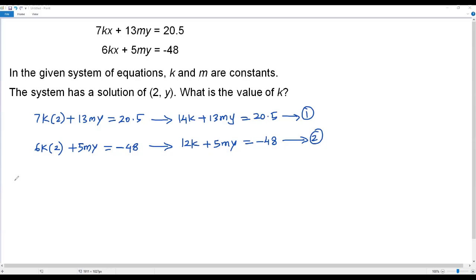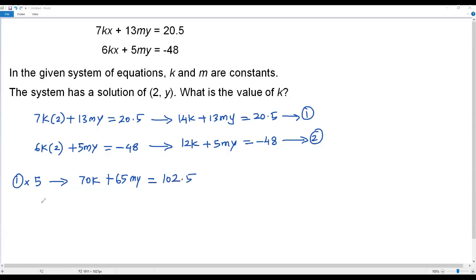First let me multiply the first equation by 5. When I multiply 13my by 5, I'm getting 65my. So 65 is the least common multiple of these two coefficients. When I multiply 14k by 5, I'm getting 70k, and when I multiply positive 13my by 5, I'm getting positive 65my. On the right side, when I multiply 20.5 by 5, I'm getting 102.5.